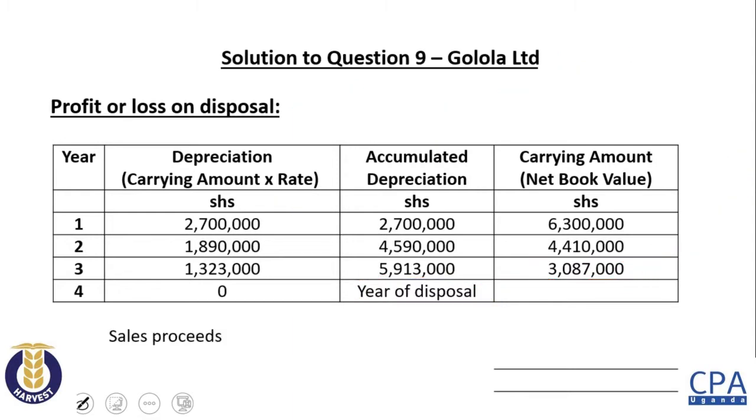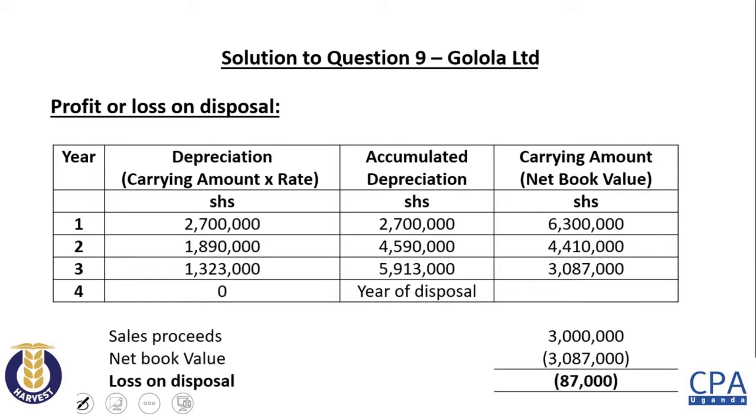So I'm going to apply my formula. I begin by recognizing the proceeds of 3 million, less the net book value of 3,087,000, which I'm picking from our depreciation schedule. When you look at the difference between the two, there is definitely a loss on disposal, because the net book value is bigger than the sale proceeds that we received. So we end up with a loss of 87,000. That is why the correct answer in the mock examination has been indicated as 87,000.